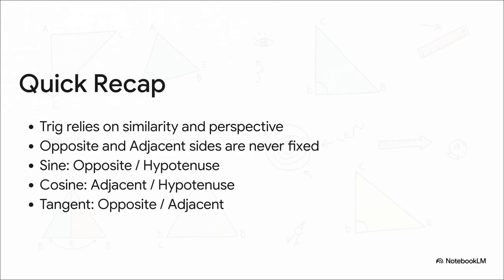All right, let's do a quick, energetic recap to anchor all these concepts firmly in your mind. First, always remember that right triangle trigonometry relies heavily on the geometric principles of similarity and, most importantly, perspective. Second, and I really want this to stick with you guys, the opposite and adjacent sides are never fixed architectural features. They're entirely dependent on which acute angle you have marked. And finally, lock in those core ratios. Sine is opposite over hypotenuse, cosine is adjacent over hypotenuse, and tangent is opposite over adjacent.